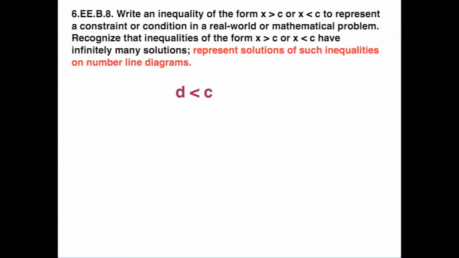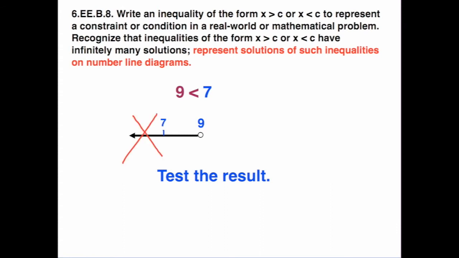Let's try another example. Let's try 9 is less than C. Well, it doesn't include the 9, so it's an open circle. And we have a less than symbol, so I guess it's everything to the left. Wait a minute. Test your result. Well, let's see. Let's try a 7. Wait a minute. 9 is not less than 7. That doesn't work. So that's not correct. The trick here was that the variable was on the right-hand side of the inequality, which throws things off.